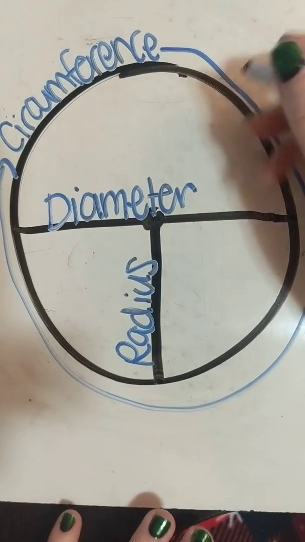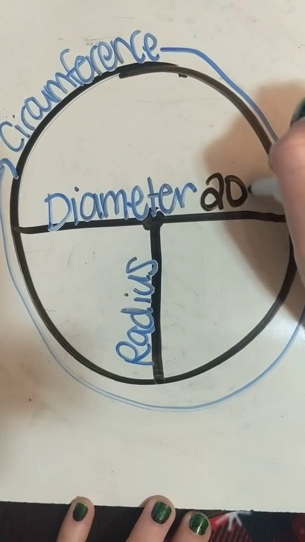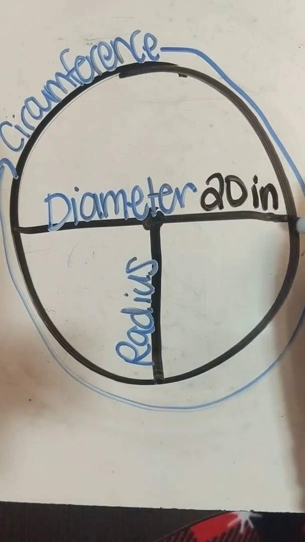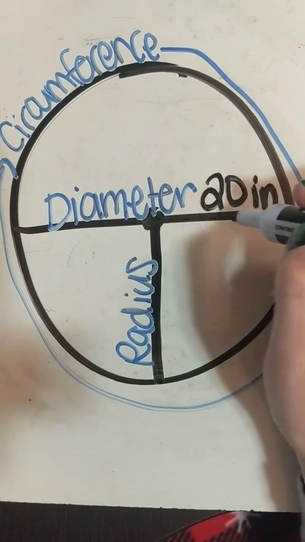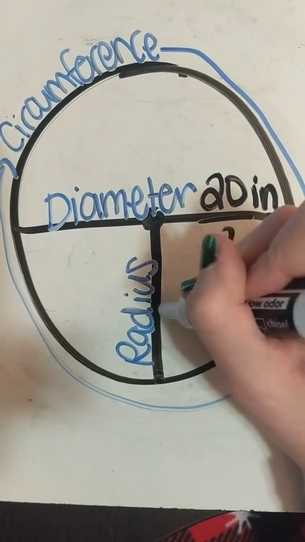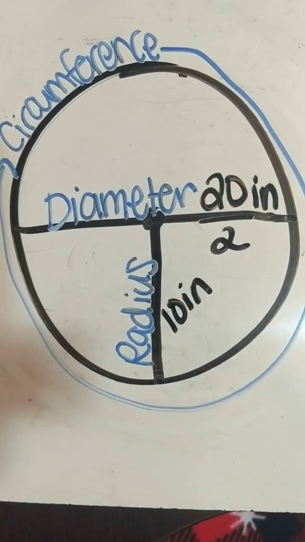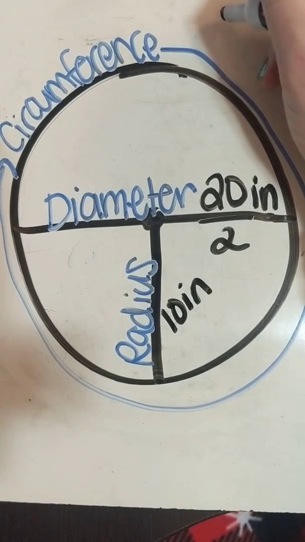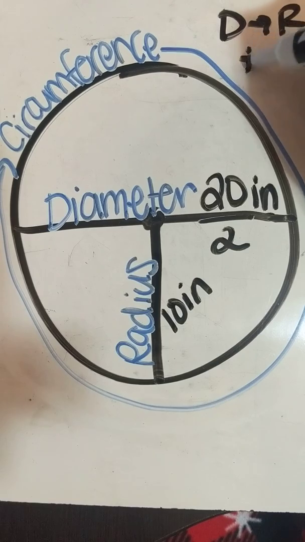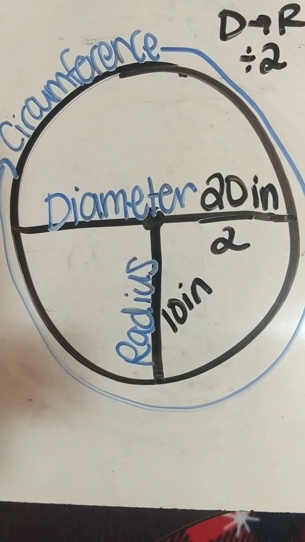And so if I was told that my diameter was 20 inches, and that's all the way across, I only want to go half of that. So I would take this amount and cut it in half. And I would figure out that my radius is 10 inches. So to go from diameter to radius, I'm dividing by 2.